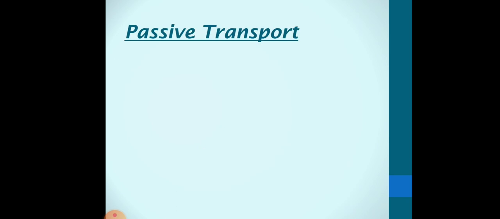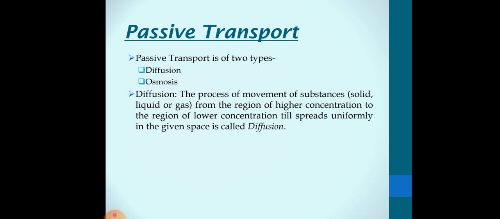Okay, next is passive transport. I have told you already that when substances move across the membrane without using energy, it is called passive transport. And this passive transport is of two types. One is diffusion and the second one is osmosis. These two processes, diffusion and osmosis, are very important. So let's try to understand what they are.